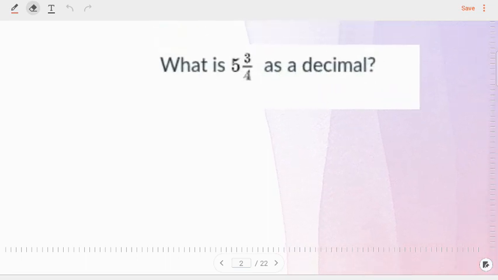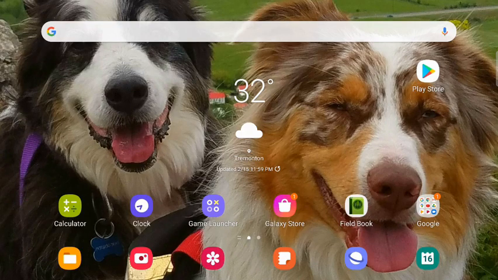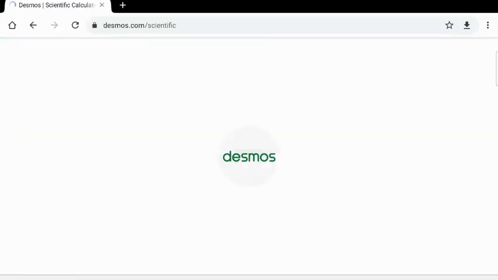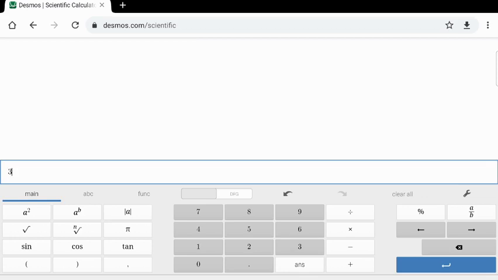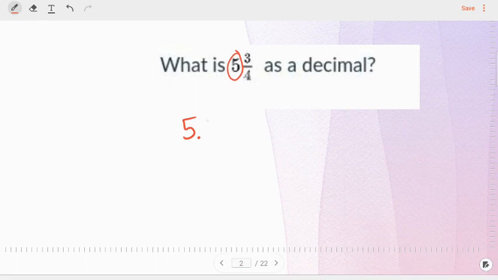Number 1 asks us to write what is 5 3/4 as a decimal. Remember to make sure to include the whole number in your answer. So 5 is my whole number, point, because I'm getting to my fraction, and 3/4. So how do I turn 3/4 into a decimal? Go to your scientific calculator, and I'm going to type in 3 divided by 4, and you'll see on the right hand side over here it equals 0.75. So 5.75 is my final answer.